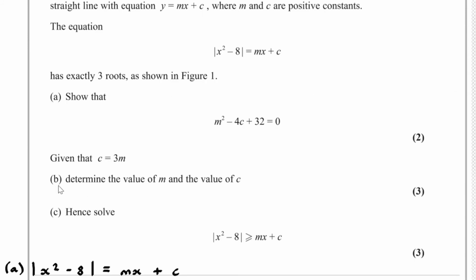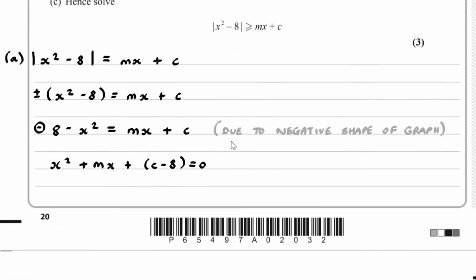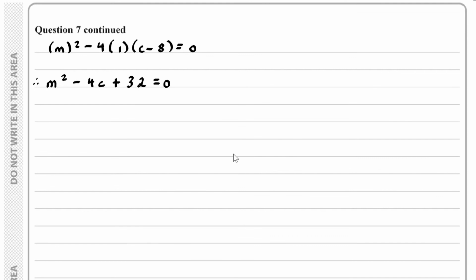For part B, given that c is equal to 3m, we have to determine the value of m and the value of c. So what we need to do is replace the c with 3m. So for part B, when c equals 3m, we have m squared minus 12m plus 32 equals 0, factorize.